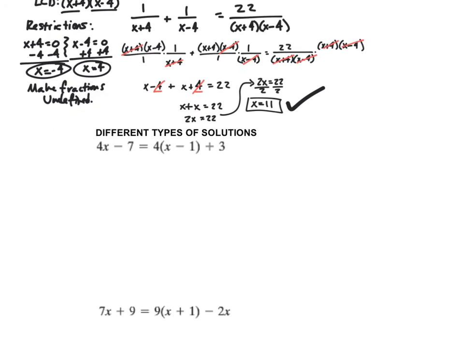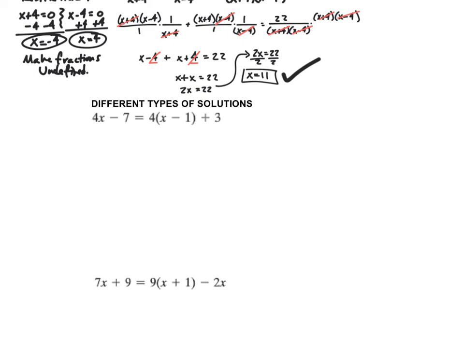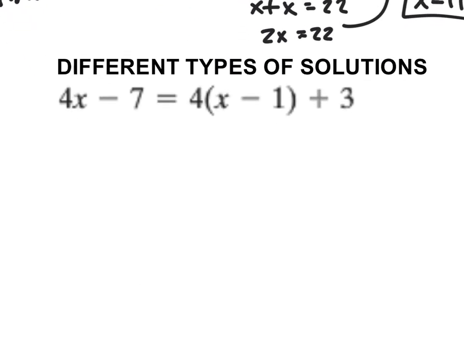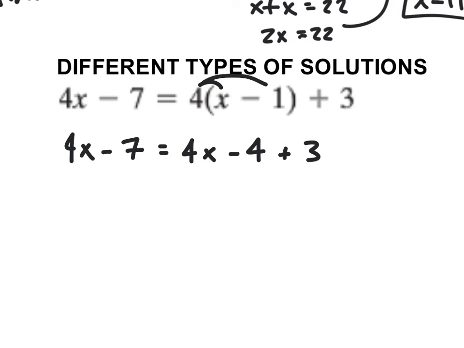Now we've got a couple problems where we've got some different types of solutions. Let's see what happens when we solve these problems. This is prompting me to distribute my 4. So I've got 4x minus 7 is going to equal 4x minus 4 and then plus 3. So here's what we get. I get 4x minus 7 is equal to 4x. Negative 4 plus 3 is minus 1.